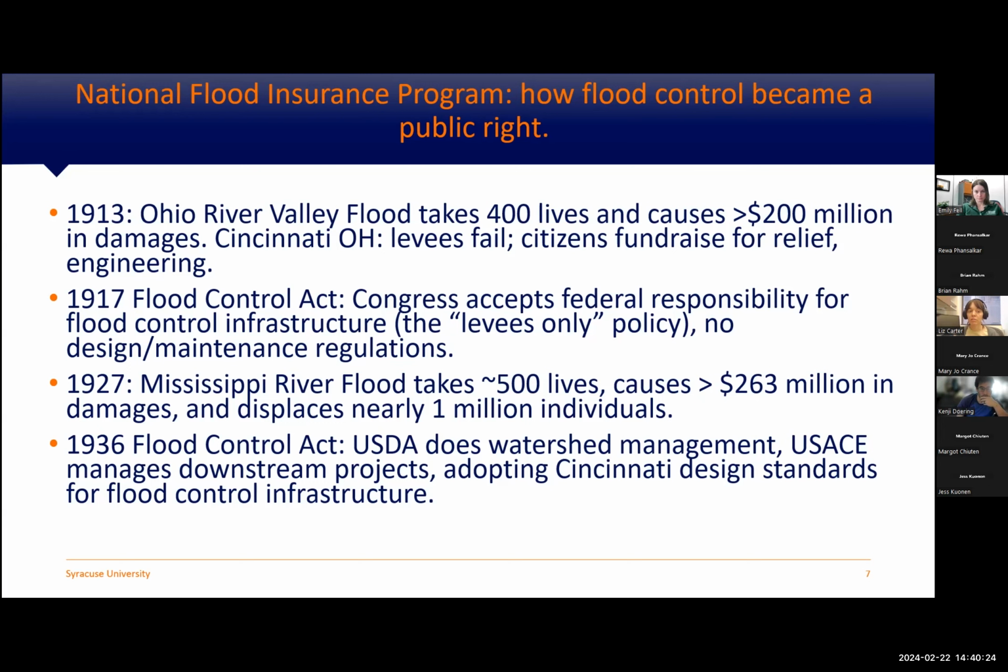If we didn't have these mechanisms in place at the federal level, history has kind of shown us that the economic fallout can be devastating for local communities. So if you go back, you can trace the recent history of US flood control infrastructure to the Great Flood of 1913.